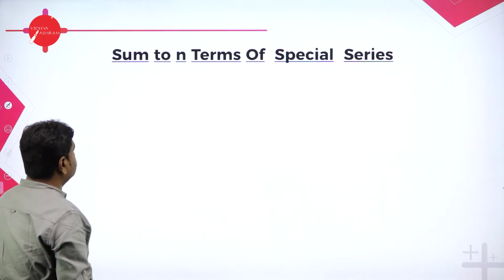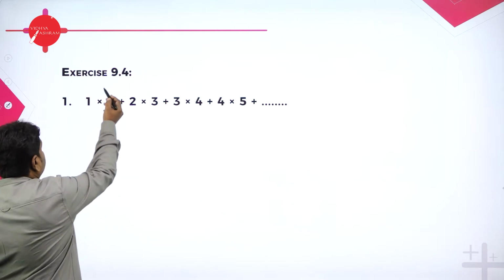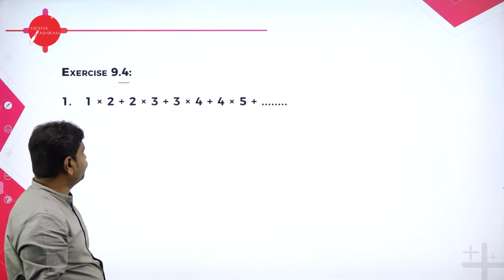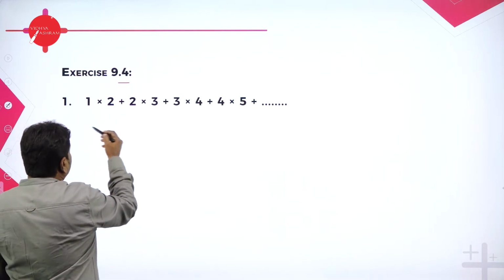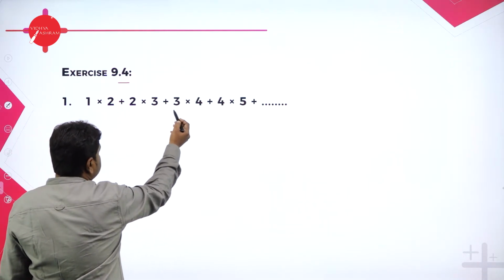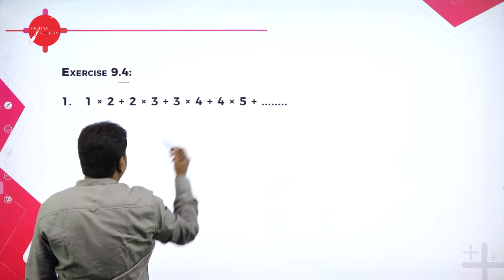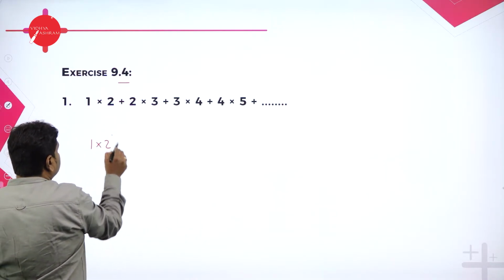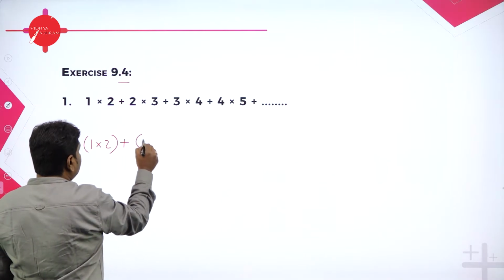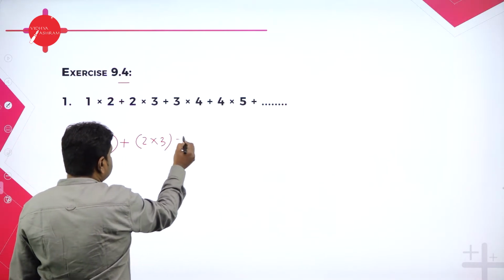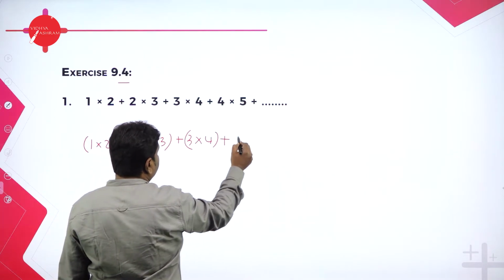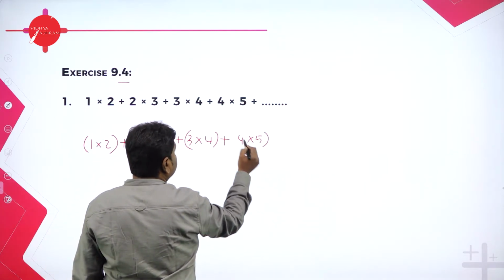Further, now they'll ask you to simplify. We'll go ahead with the problems of exercise 9.4. 1 into 2 plus 2 into 3 plus 3 into 4 plus 4 into 5. See, we can write this as 1 into 2 is one term, plus 2 into 3 is another term, plus 3 into 4 is another term, plus 4 into 5. So it is the sum of the terms.